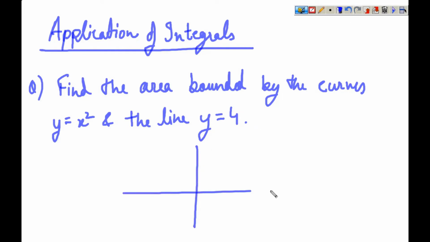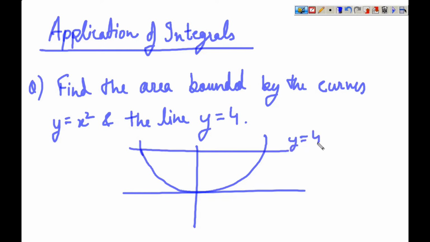We have the y-axis and the x-axis, and here we have this function x square equals y and the line y equals 4. So let's say y equals 4, this is the line and this is the graph of the function. So we need to find the area enclosed by this function, that is between the line and the function, this much area.